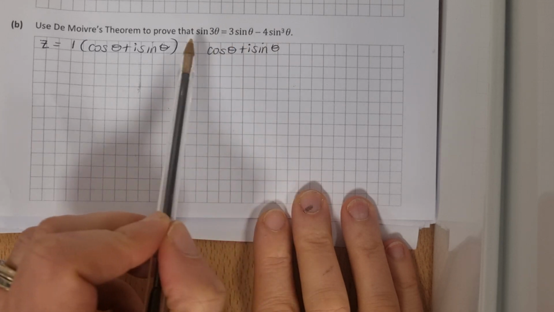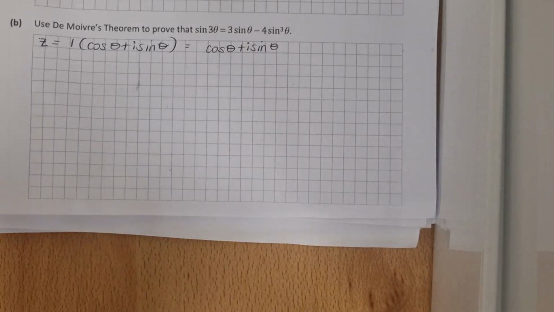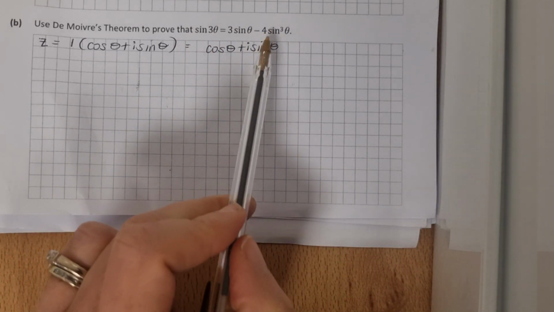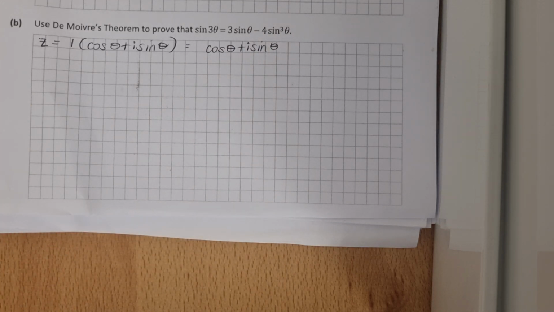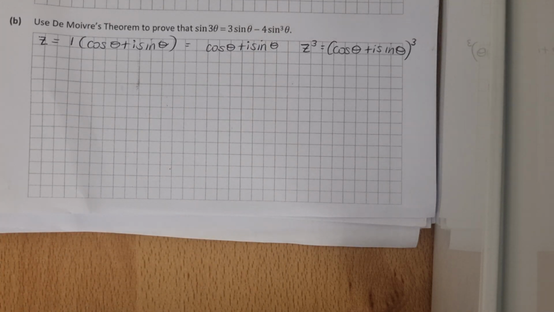So when I look through this, I see an awful lot of 3's, and I've got a sine cubed. Okay, it's going to be a power of 3. So I know there's a 4 in there as well, but it's totally overpowered by the 3's. So let's go for that. So I'm going to say z cubed equals cos theta plus i sine theta, cubed.